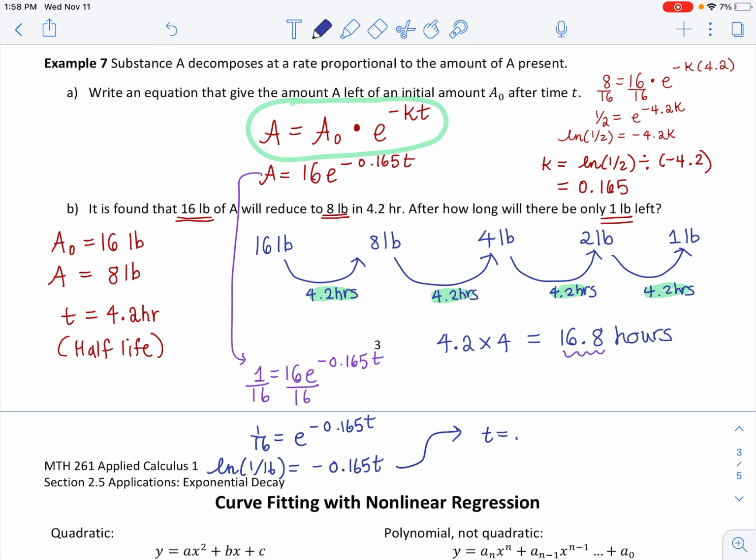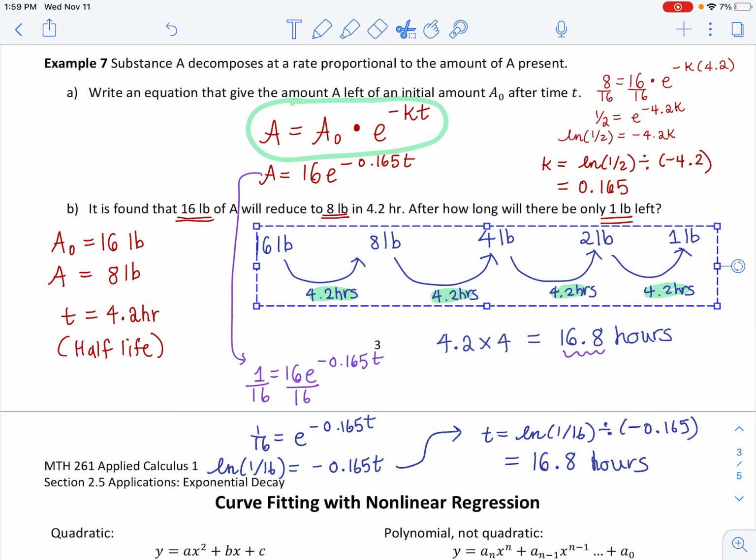We get this. So t will be natural log of 1/16 divided by negative 0.165. I am so excited. I want to see 16.8 when I type this into my calculator. Divided by negative 0.165. What did you guys get? Look at that. 16.8 hours.